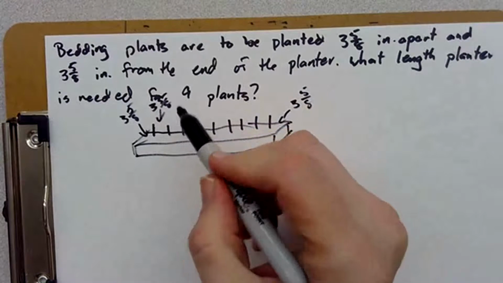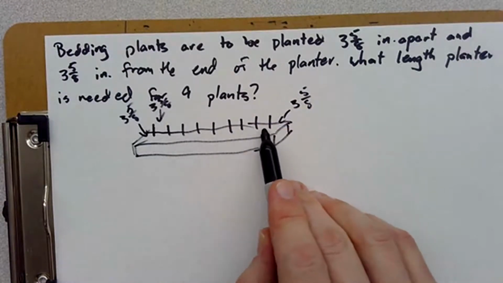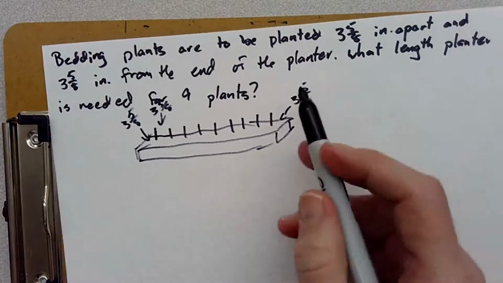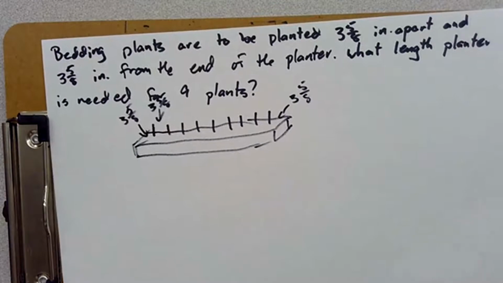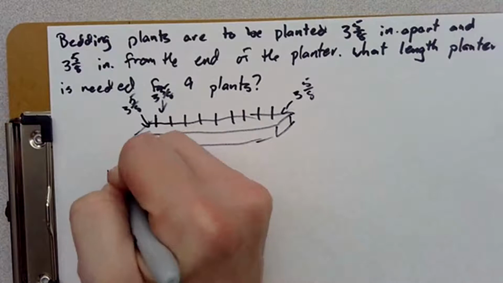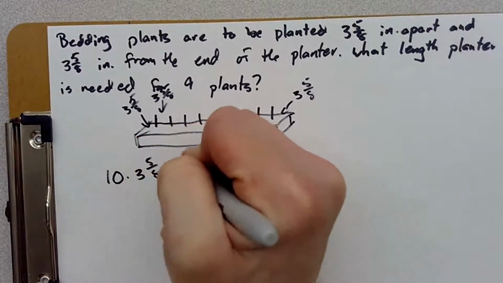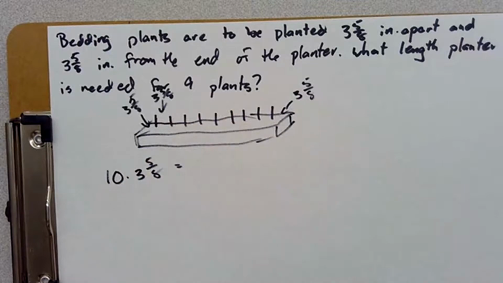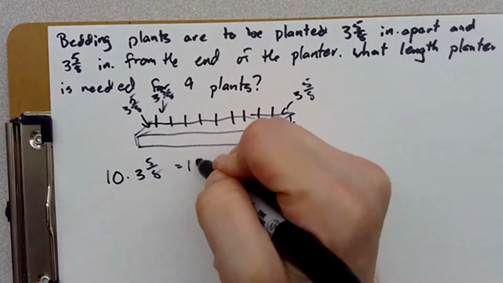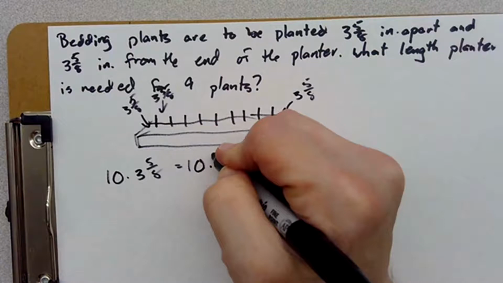Okay, so that's a total of 1, 2, 3, 4, 5, 6, 7, 8 sets of 3 5/8 inches between the plants, and then 2 more at either end. So that's 10 sets of 3 5/8 inches. So 10 times 3 5/8. We'll change 3 5/8 to an improper fraction. That's 10 times 3 times 8 is 24, plus 5 is 29 eighths.